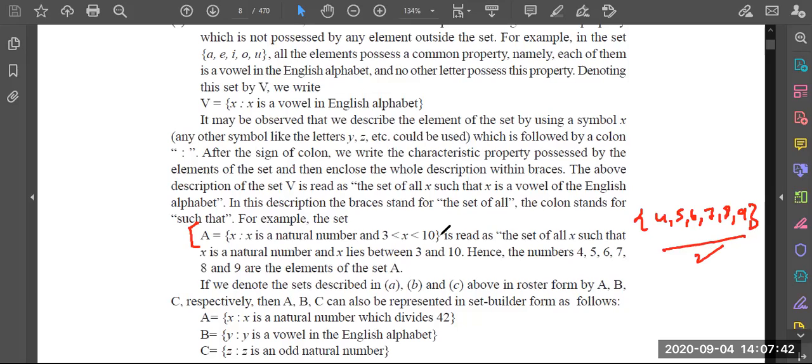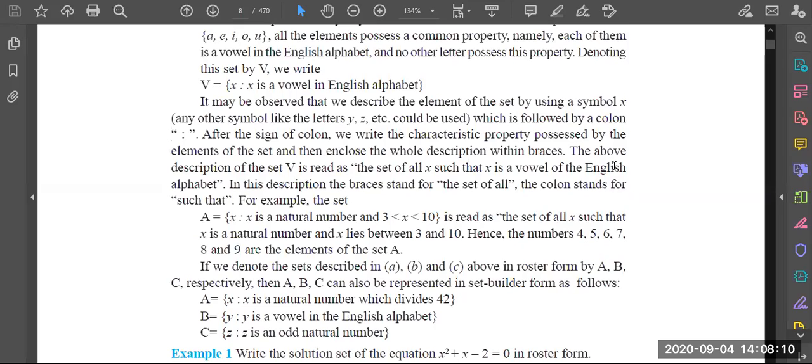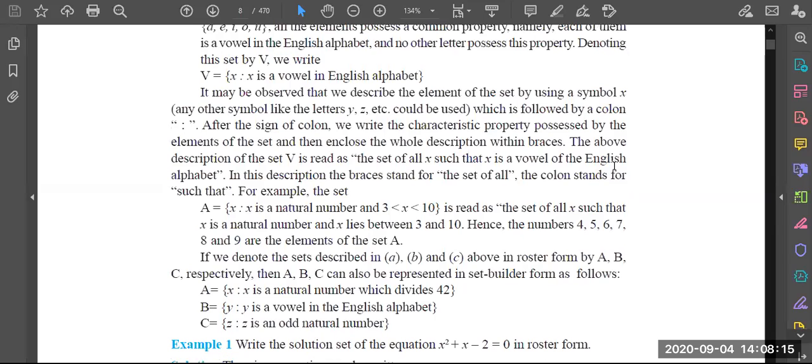So I can easily write 20 here, right? I can easily write 100 here. Nothing will change. But if you talk about roster form, there will be lots of elements in this. So obviously it will be easier to represent this set in set builder form. I hope everyone is clear on this. Very good, everyone. So I hope all of you know what a set is, how a set is represented, what is roster form, what is set builder form.